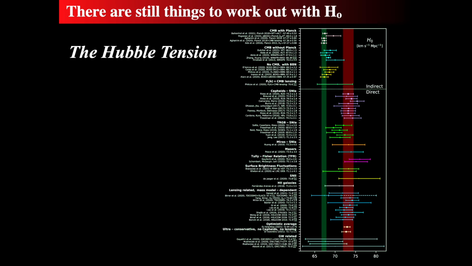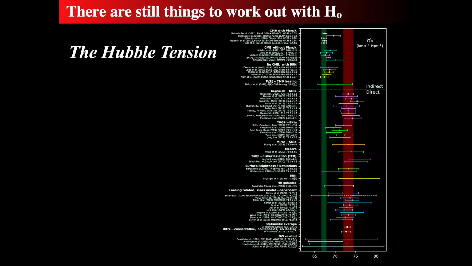Nowadays, there are a lot of things to work out with H0. We saw well before that H0 seemed to be centered around 72. But recent years have discovered a tension in the measurements of the Hubble constant. And you can see from this graph there are two bands, one going down the red side on the right and one going down the green side on the left.